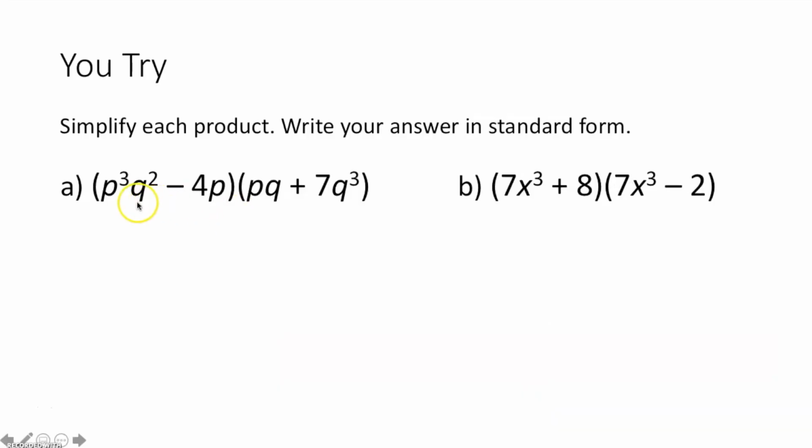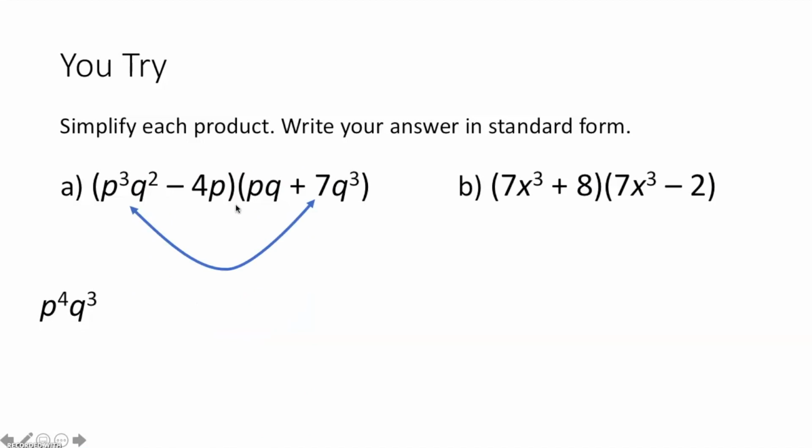Okay, so we're foiling again. We multiply the first terms together. So we're multiplying p to the 3rd, q to the 2nd, times p to the 1st, q to the 1st. When you multiply like bases, you add the exponents. So p to the 3rd times p to the 1st is going to be p to the 4th. And then q to the 2nd times q to the 1st is going to be q to the 3rd.